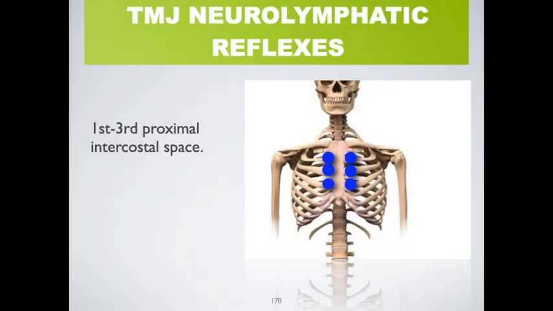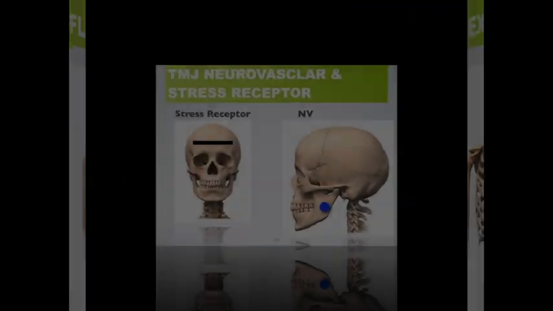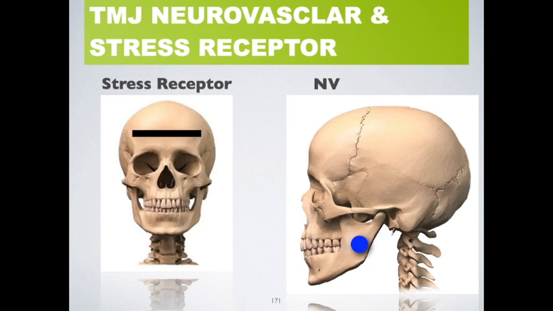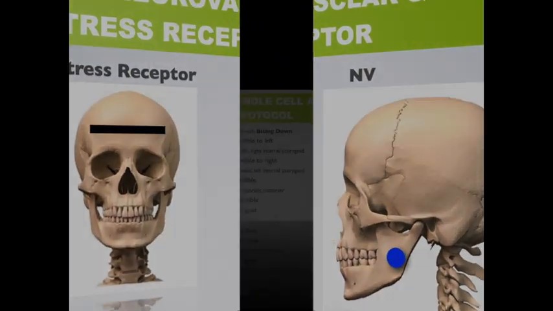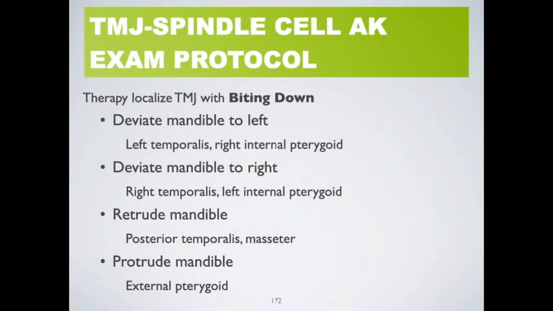Once again, after you've done fascial flushing, spindling down, any kind of work, then you want to check the neurolymphatic reflexes. Treat as needed. Check the stress receptors, check the neurovasculars. I actually use these fairly often on the masseters, a lot of times just to calm down. If the patient's having a lot of pain in that area, it can be really, really calming. Once again, trying to nutshell it: TL, TMJ with biting down.